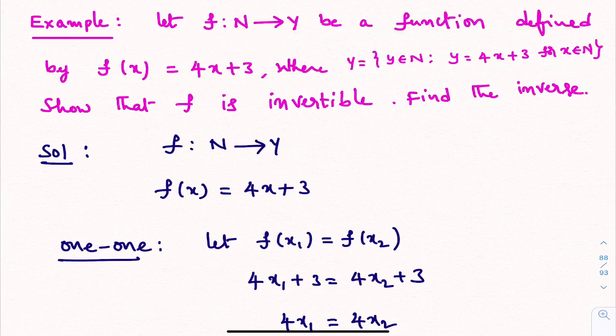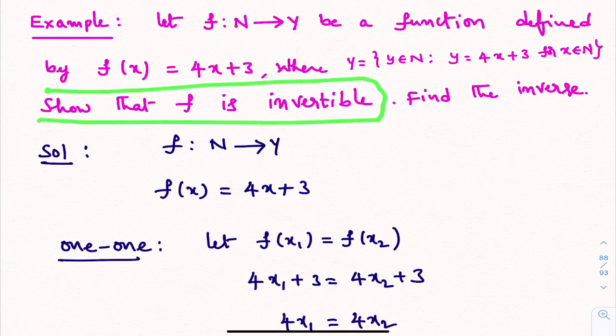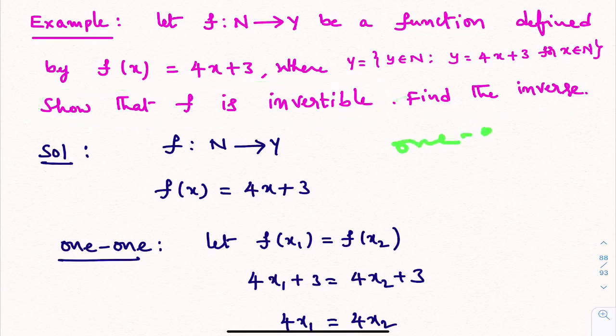Now we need to show that this function is invertible, and we need to find its inverse. In the last class also we discussed: when the function is one-one and onto, then we say the function is invertible. So my intention is to show that the given function is one-one and onto.